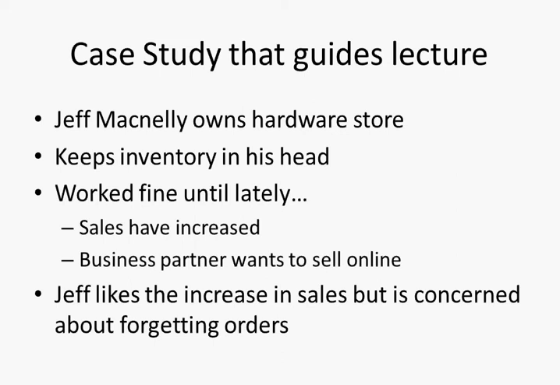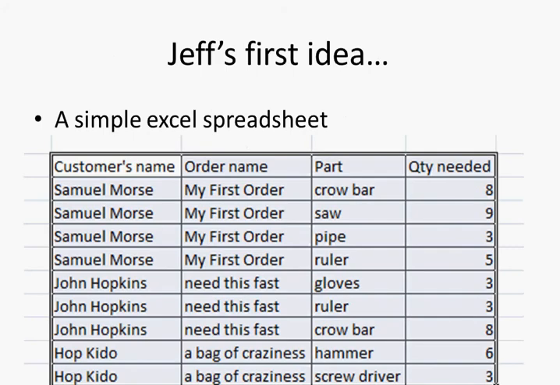So keeping the inventory, the stock, and all that kind of stuff in your head when you want to start selling online is not going to work. Jeff likes the idea of increasing his sales, but he's concerned about forgetting orders. If you're keeping it all in your head and you're selling online, that's not a good combination. So what can we do to help Jeff? Well, Jeff's first idea was to create a simple Excel spreadsheet, and he would keep all of his information in there.